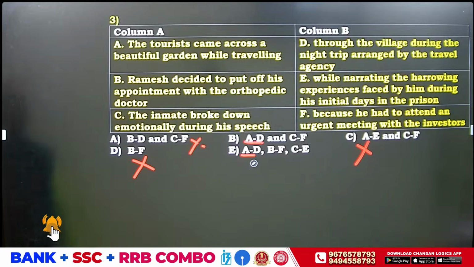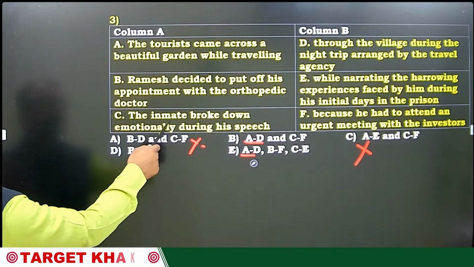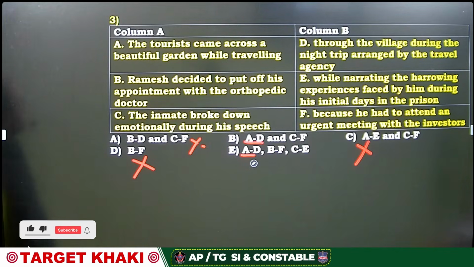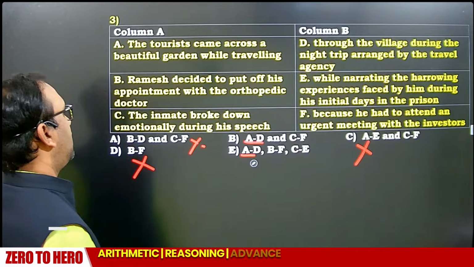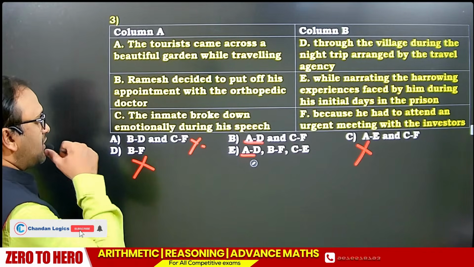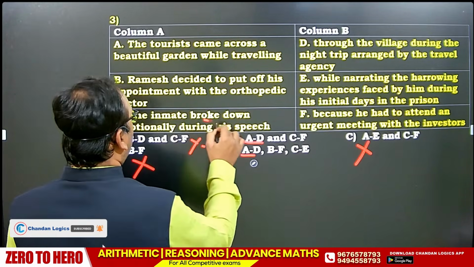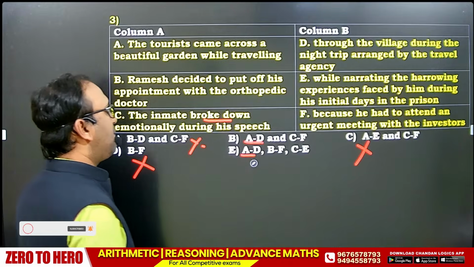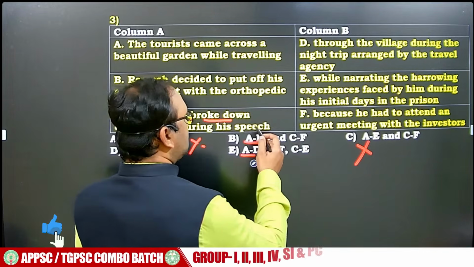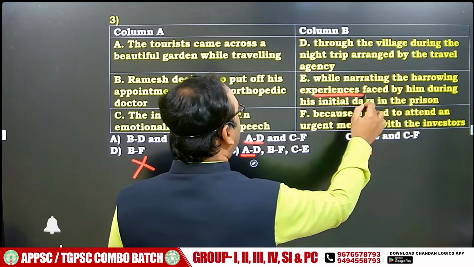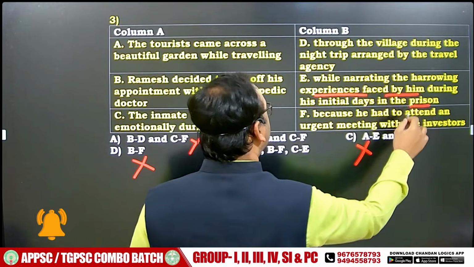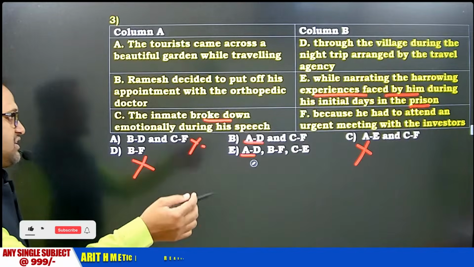Let me read C. The inmate, inmate means the prisoner, the one who was arrested. The inmate broke down emotionally during his speech. During his speech. So when we say broke down emotionally, very sad. Why was he so sad? What was he worried about? Because while narrating the harrowing experiences faced by him during the jail. So that fellow was in the prison for some time.